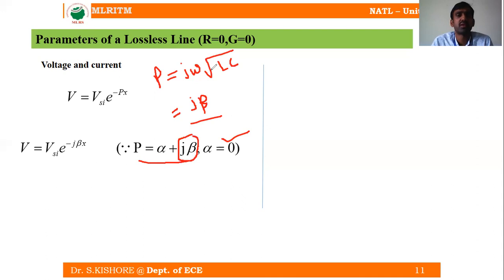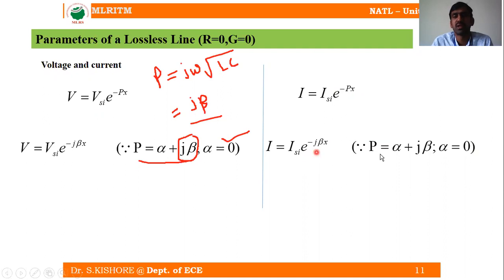And if you go for the other expression, the current, the same thing applies. The current I is equal to ISI into e power minus P x, which is equal to ISI into e power minus j beta x, where P is the propagation constant and ISI is the sending end current. Because alpha is equal to 0, obviously P is going to be equal to j beta. Substituting P is equal to j beta.